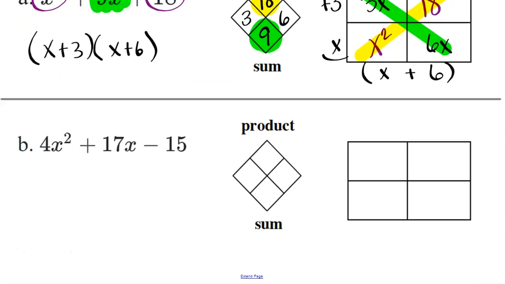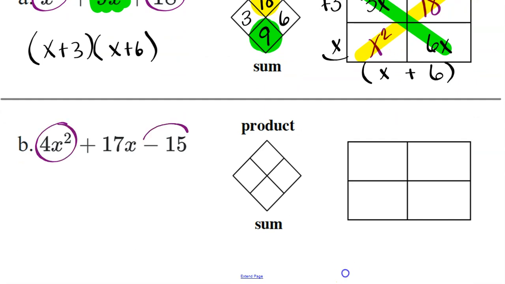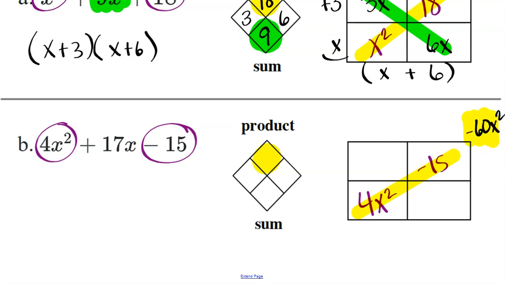Okay, let's take the next one. Once again, we know where things are going to go. We got the first and the last. And then we multiply them. We get our number that goes in here, and 4 times 15 is 60 with a negative, so it's negative 60 x squared. So I'm just going to use the numbers, negative 60.